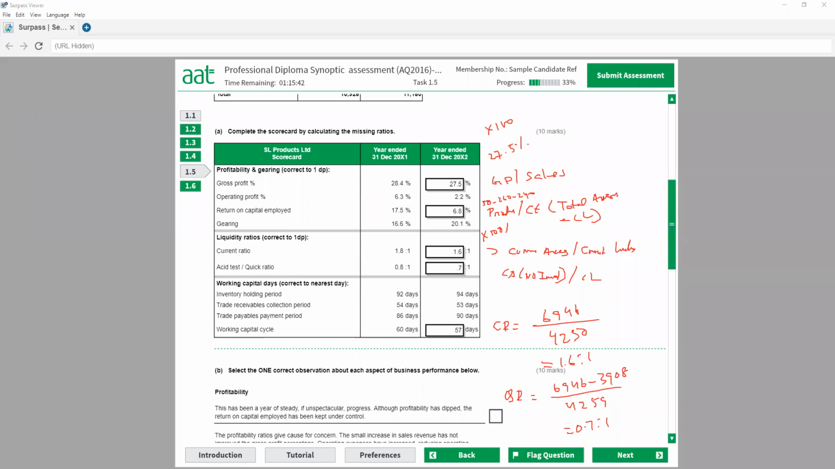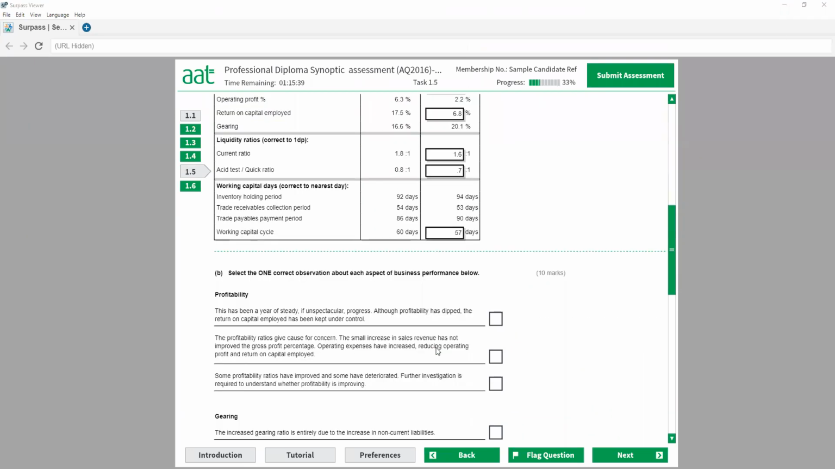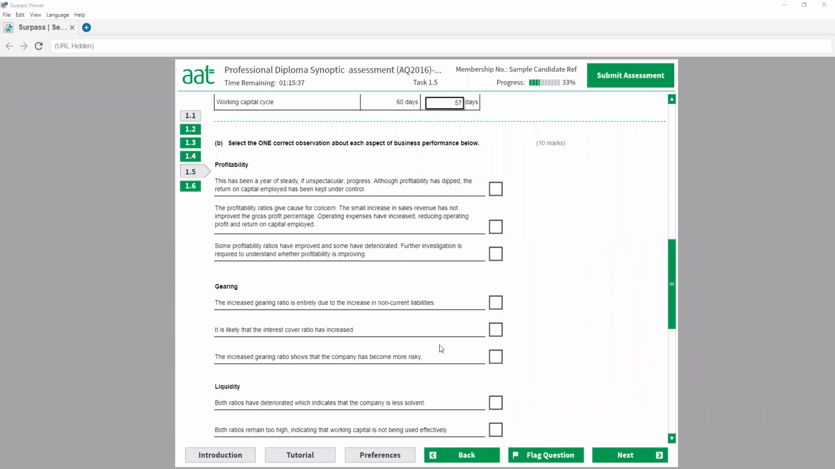All right, let's move on. What is the next part? The interpretation part. This will be a little bit tricky. Let's have a look, we can solve it or not. Say the profitability. Select the one correct observation about each of the aspects of the business performance below. So what does that mean?